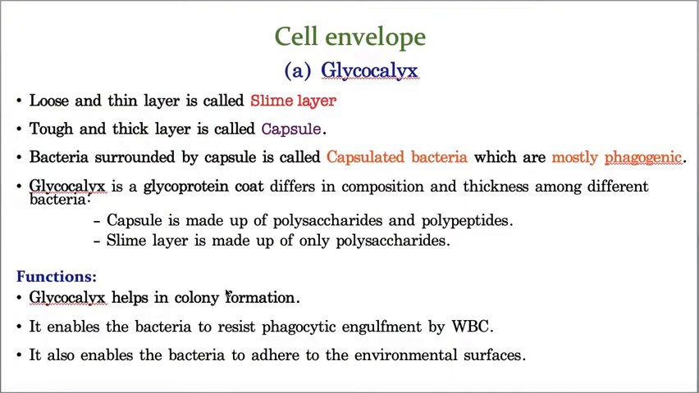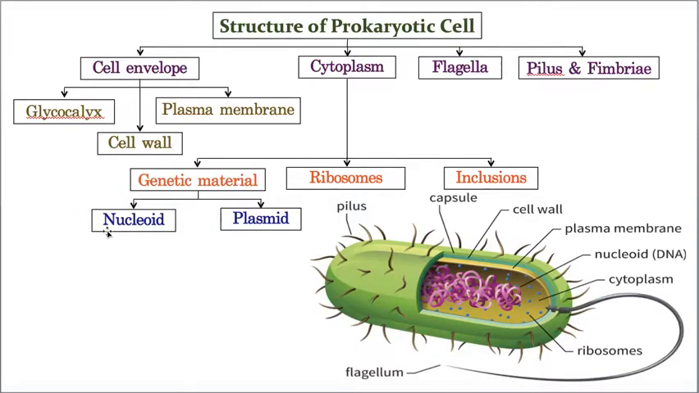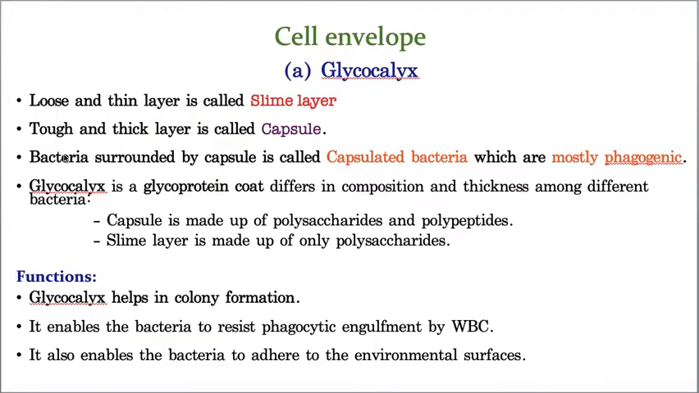This is the first part. The first part of the prokaryotic cell is the cell envelope. Again, as I already showed, the cell envelope consists of glycocalyx, cell wall, and plasma membrane. I am taking, under cell envelope, the first part, which is called glycocalyx. Now, this glycocalyx layer is the outermost layer of the prokaryotic cell.